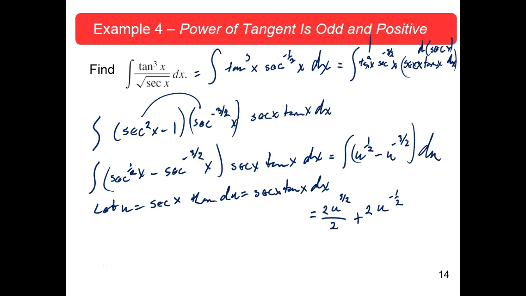And one more thing we got to add: plus c, because this is indefinite. Okay. Now what do we do?